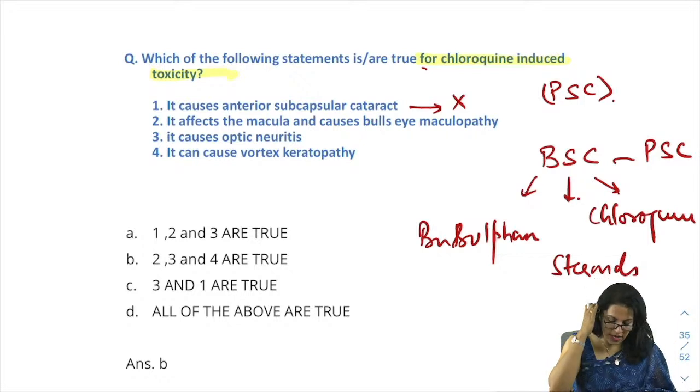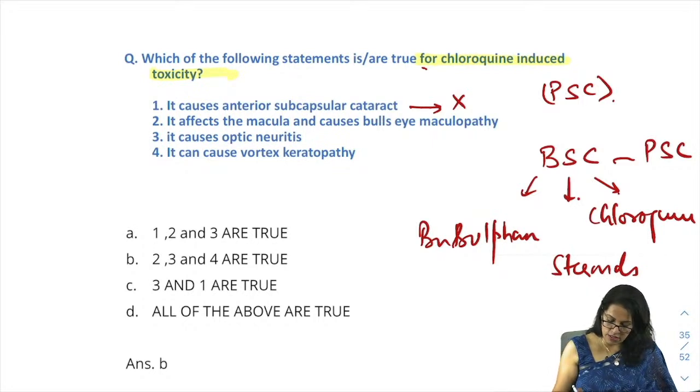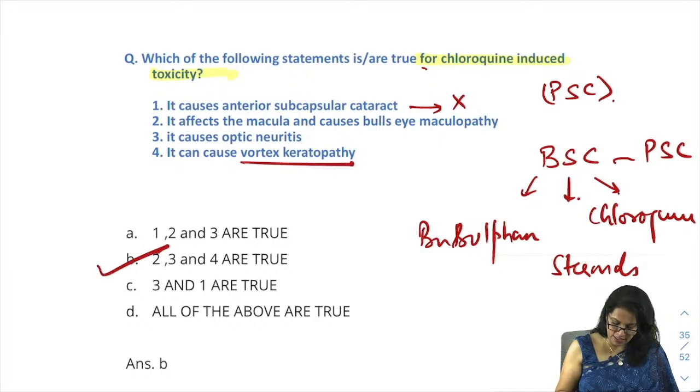Okay, one is done. Second, it affects the macula, bullseye maculopathy. Yes. Optic neuritis. Yes. And it causes vortex keratopathy. Yes. So the answer is B.